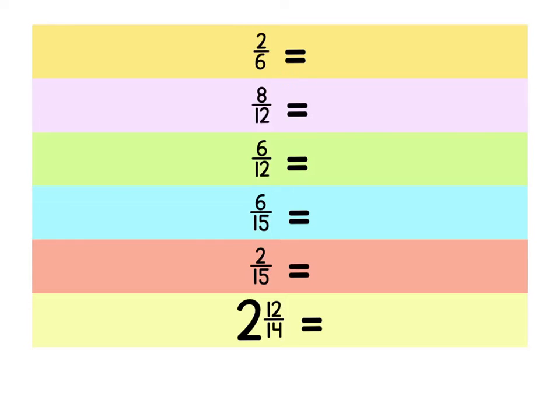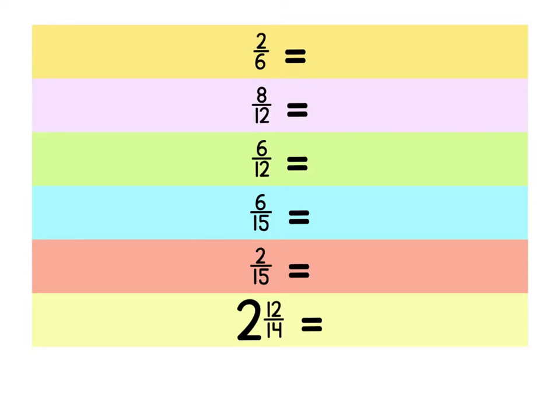So for example, I look at the fraction 2/6. What number can go both into 2 and 6? Well, 2 can go into 2, and 2 can go into 6. So I divide the top and the bottom by 2. 2 divided by 2 is 1. 6 divided by 2 is 3. This is 2/6 in its simplest form. 2/6 is equal or the same or equivalent to 1/3.